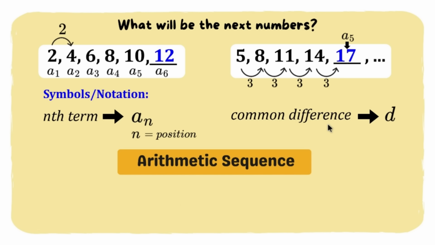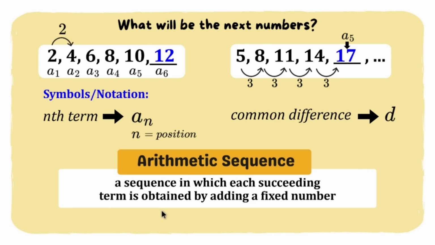Okay? So, ang tawag po natin sa mga sequence po na ito ay arithmetic sequence. Okay? Ano po ang arithmetic sequence? Arithmetic sequence is a sequence in which each succeeding term is obtained by adding a fixed number. Itong fixed number po na ito na po yung ating common difference. So, in our first sequence, we are adding 2, okay, which is the fixed number. And then here, ang fixed number po natin dito ay 3. Okay? So, ito po ang tinatawag nating arithmetic sequence.